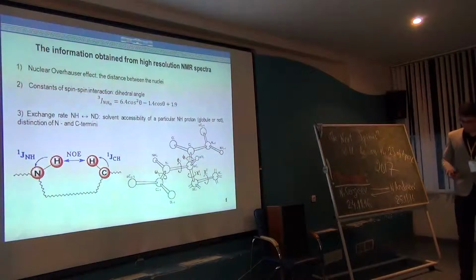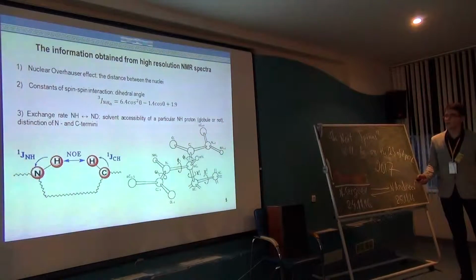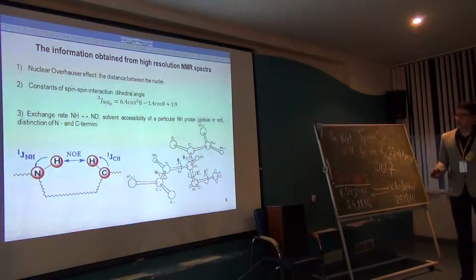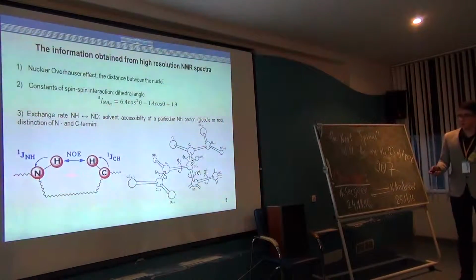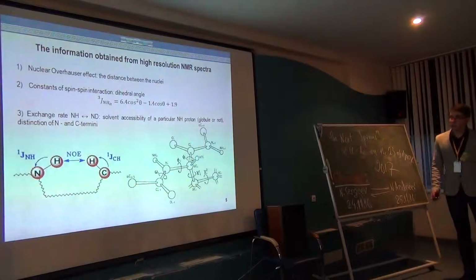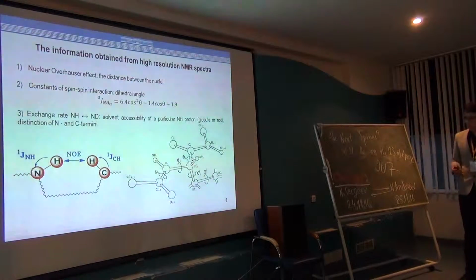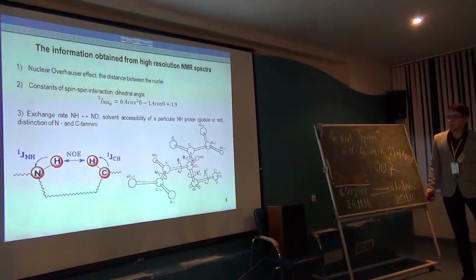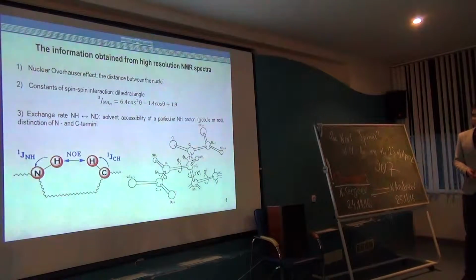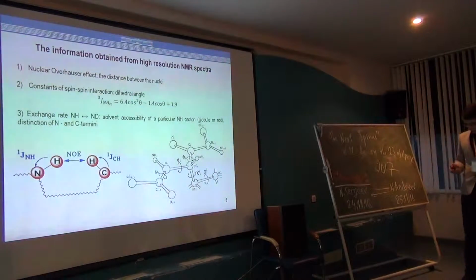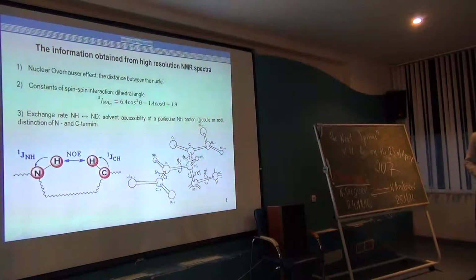So, what information can we obtain from high-resolution NMR spectra? First of all, from the nuclear Overhauser effect experiment, we can determine the distance between the protons. Secondly, we can determine torsion angles in the molecule by using spin-spin interaction. And thirdly, from amide exchange data, we can obtain data about the termini of protein, and we can predict a location of hydrogen bonds.